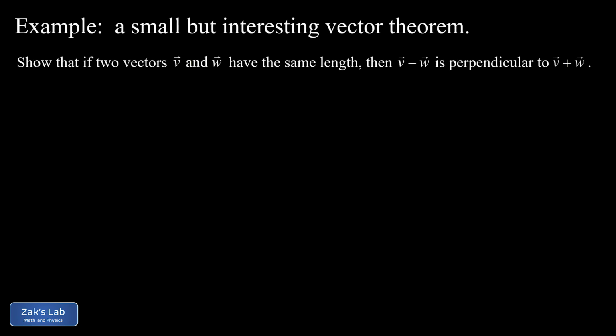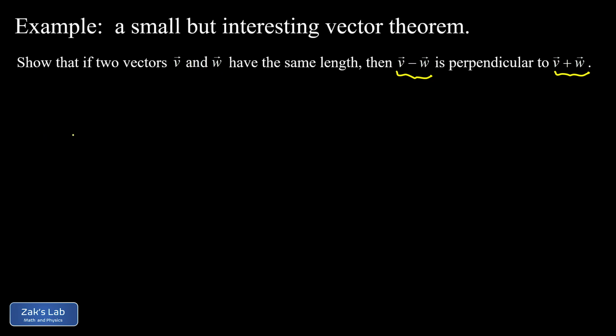This is a little bonus problem that I put on a physics quiz right at the beginning of first semester mechanics, where we're talking about a little bit of vector mathematics. So I was kind of playing with an idea when I was writing the quiz and just came up with this funny little theorem. It says, show that if two vectors v and w have the same length, then v minus w must be perpendicular to the vector v plus w.